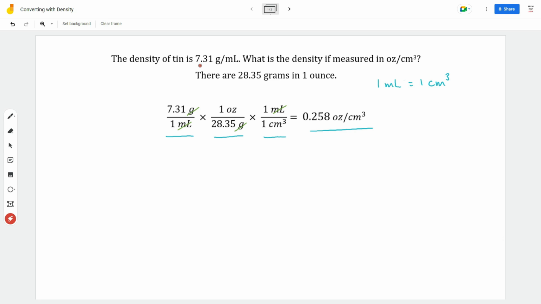So know that when you are given a density, if you need it in different units, you can feel free to convert these units to whatever you need for your problem. But let's do another problem.